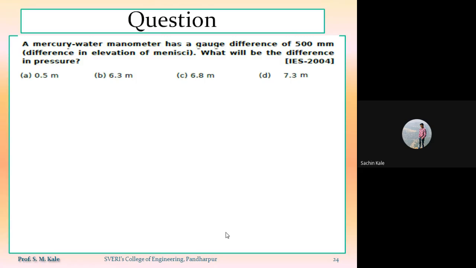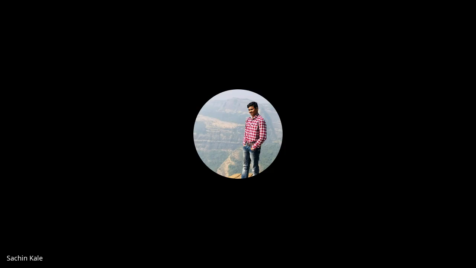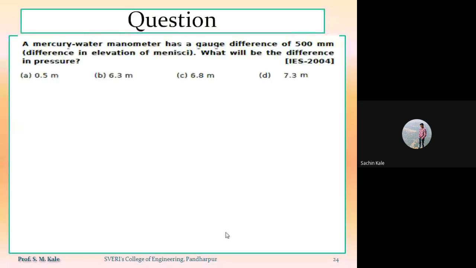The meaning of mercury water manometer is nothing but there is a fluid which is passing through the pipe, that is water, and mercury is used as a manometric fluid. So the mercury water manometer has a gauge pressure difference of 500 mm, that is nothing but the difference in elevation of the mercury levels. What is the pressure? So this is the question which was asked in IES 2004.